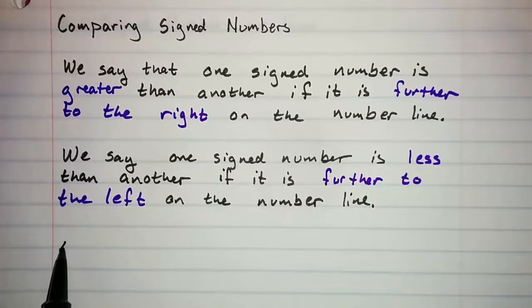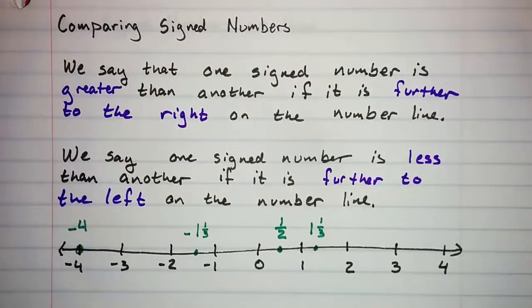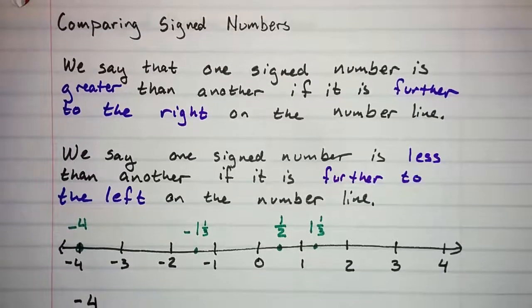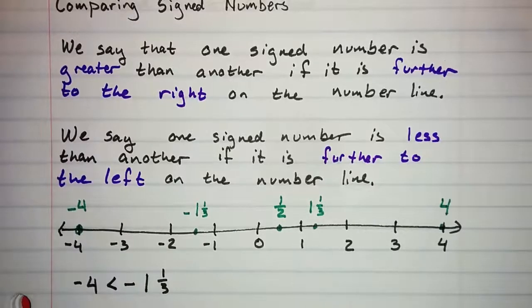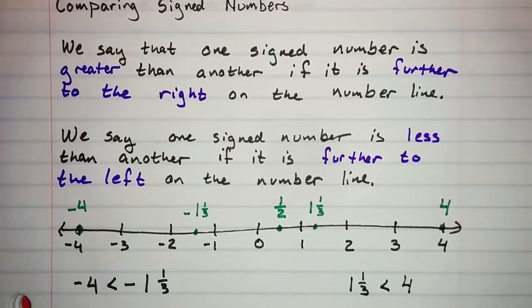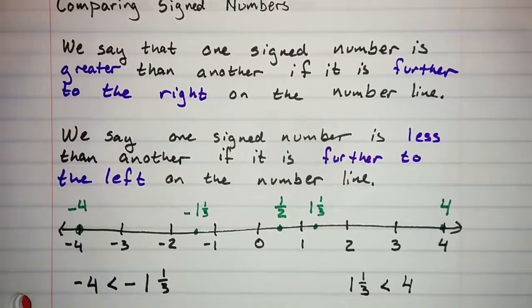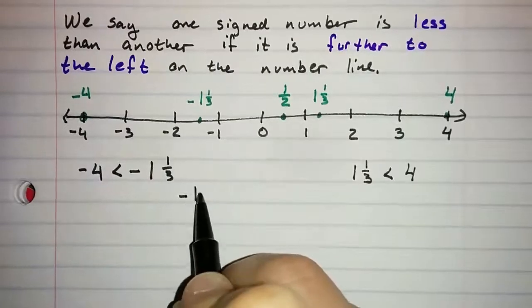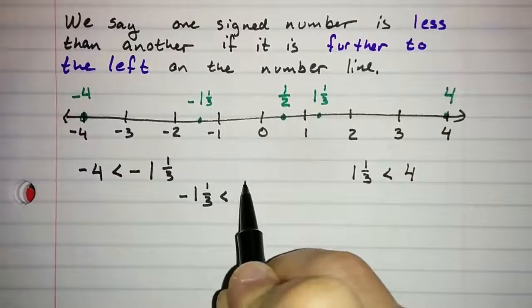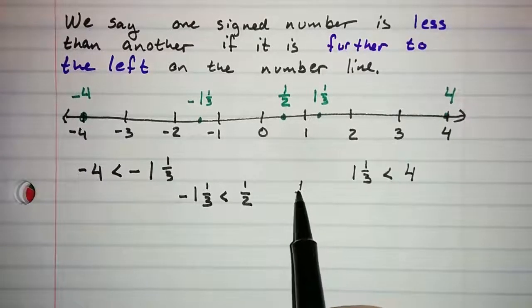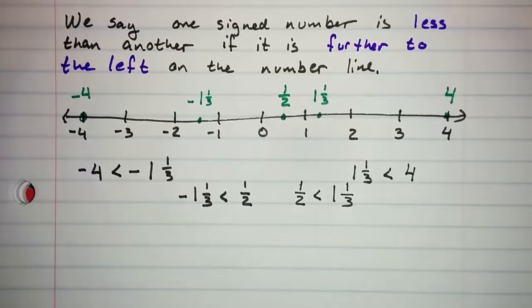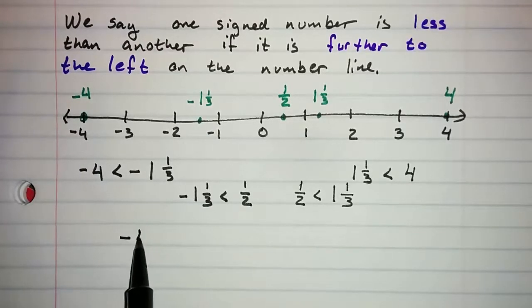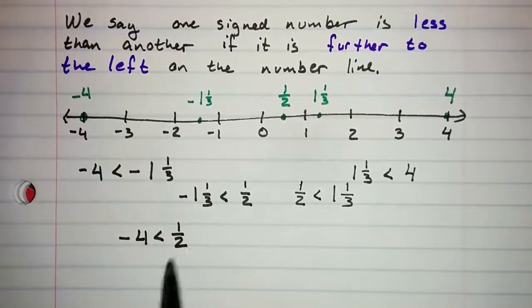So for example, on this number line, we can see that -4 is less than -1 1/3. Well, we can also see that 1 1/3 is less than 4 over on the positive side. We can see that -1 1/3 is less than +1/2. Well, 1/2 is less than +1 1/3. We can also see things like -4 is less than +1/2.